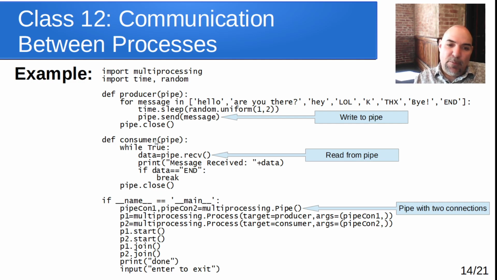Now consumer, we're passing the pipe into it as well. And really, I'm calling this pipe, but really maybe it's a pipe connection, I suppose. This is one connection going into producer, one going into consumer. And you'll notice that here we create the pipe. Pipecon 1, pipecon 2, that creates the two connection ends. That's the two ends of the one pipe that was created. And we're passing one end to the producer, the other end to the consumer.